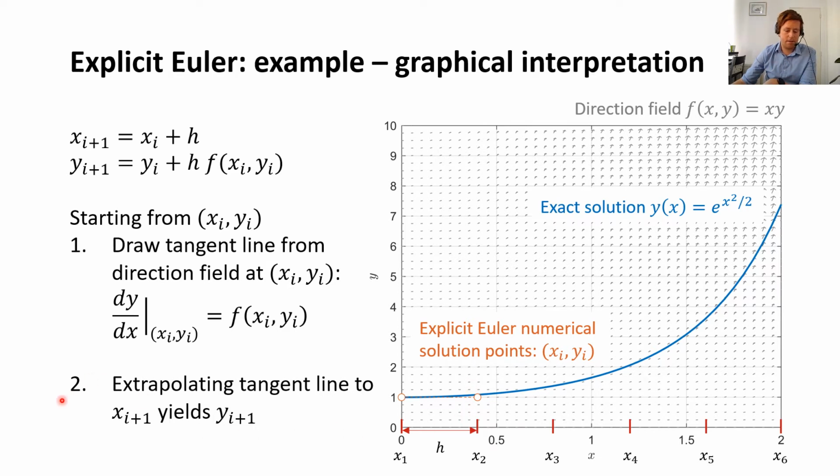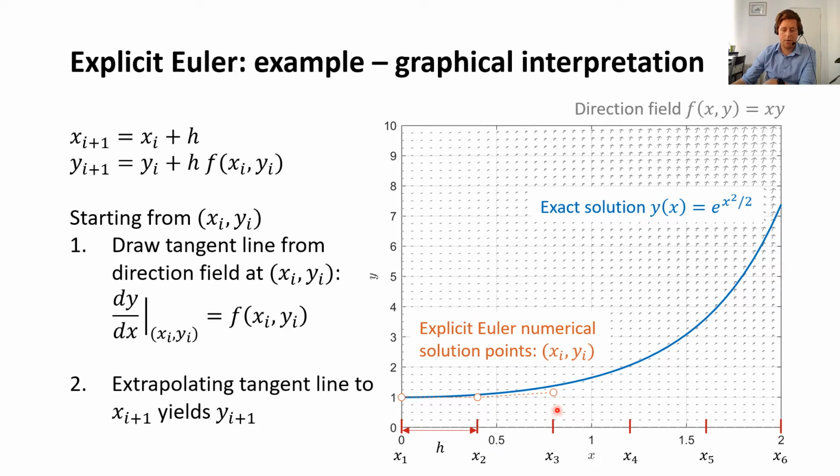Okay, and then we just start anew. So what we do is we draw the tangent line from the direction field. So in this orange dot over here, we evaluate f, which gives us the direction field. So that is the slope of this tangent line. We draw that tangent line. We extrapolate up until x is equal to 0.8. And that is where we say that this is then the numerical solution in the next step. And we continue to do so.